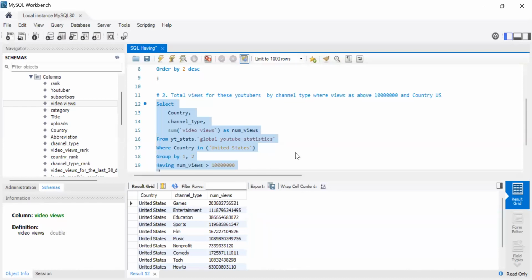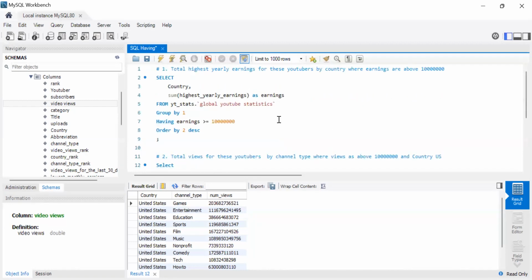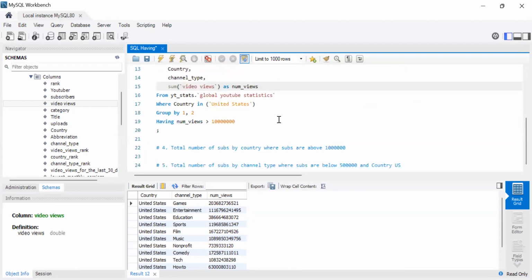okay, that's how this question would make sense, because the other option would be we get all countries like we did here, then we find the ones who are above 10 million, then we group them further into their channel types. But you have to be very careful and really think through what you're doing, because my friend, it's never that straightforward.